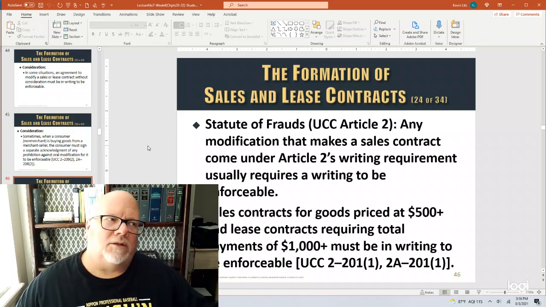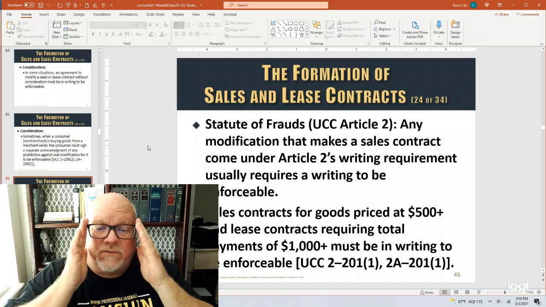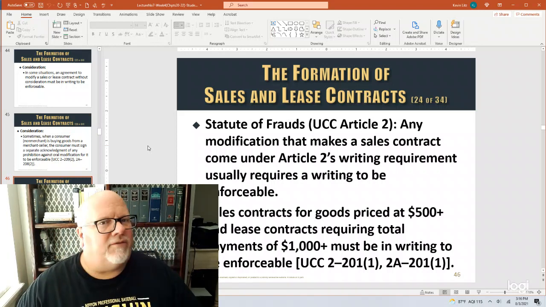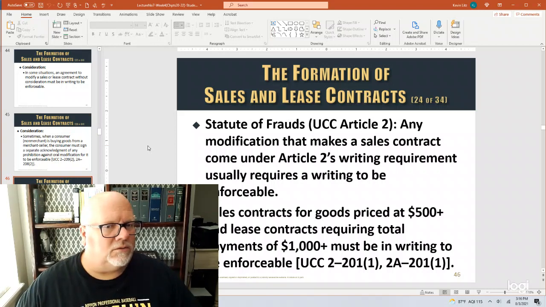In other words, you wouldn't be able to go to court and say, hey, we had a contract, unless it was in writing for these types of contracts. Sale of goods at $500 or more. Lease contracts requiring you to pay more than $1,000. Those must be in writing to be enforceable under the Uniform Commercial Code. So be wary if they're not in writing.